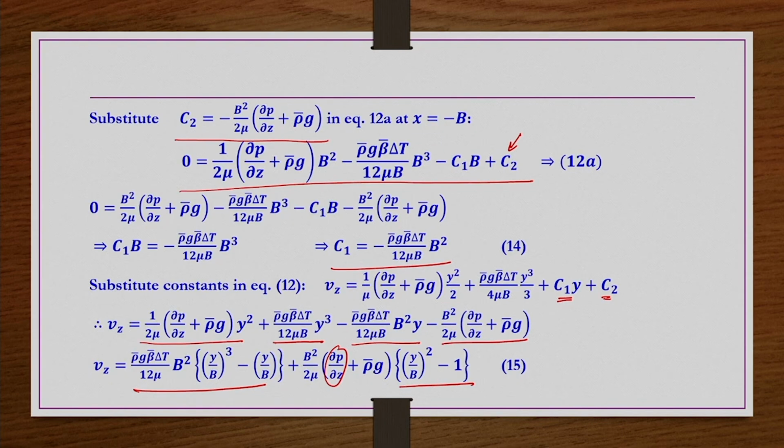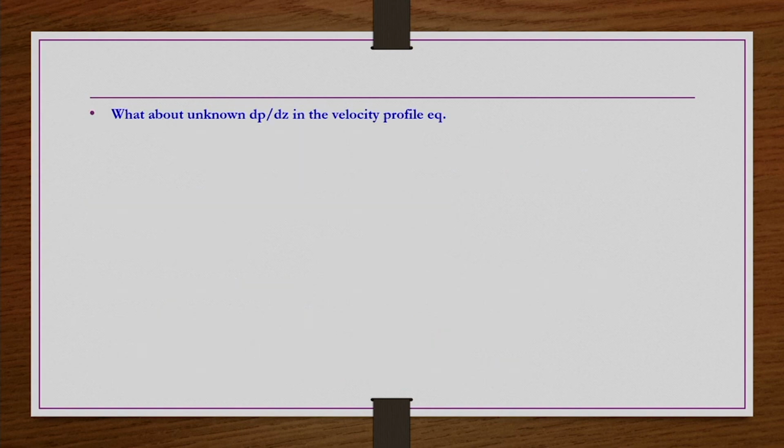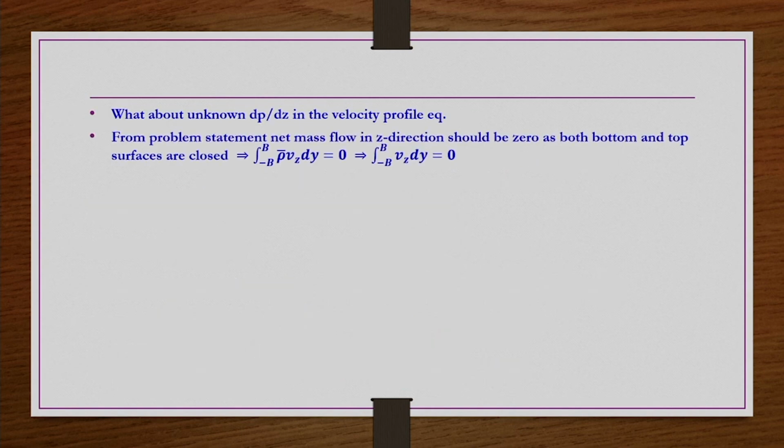If you know this ∂p/∂z, then you can know the velocity profile easily. So this is still the final velocity distribution equation. We do not know what ∂p/∂z is, so we cannot use it for final applications. So now we try to obtain what it is. From the problem statement, it is given that the rate at which fluid is rising is the same as the rate at which it is falling.